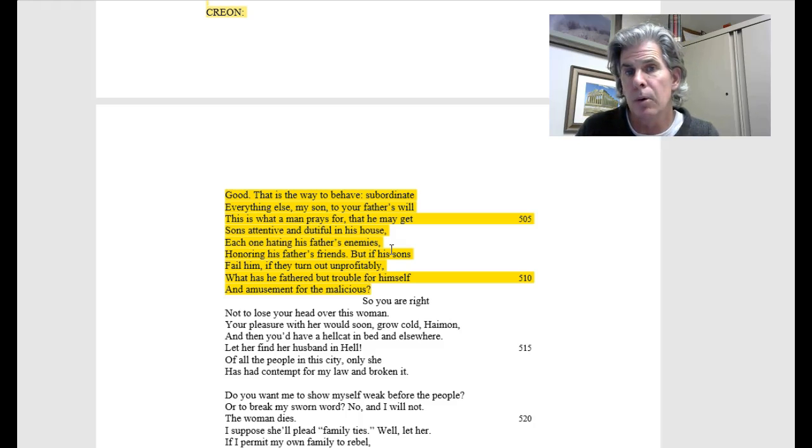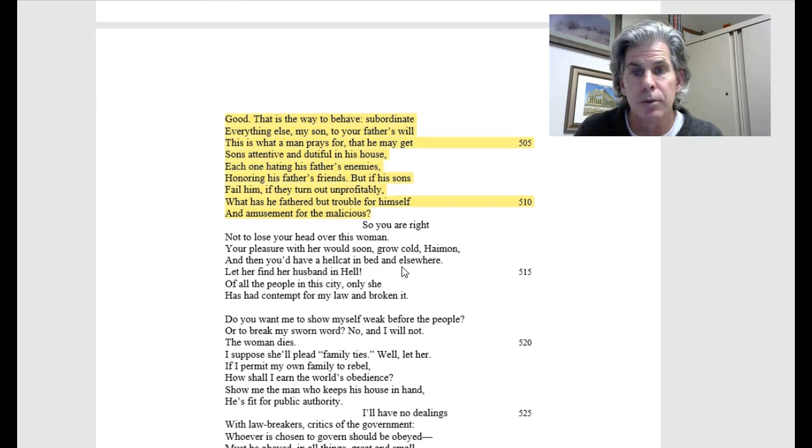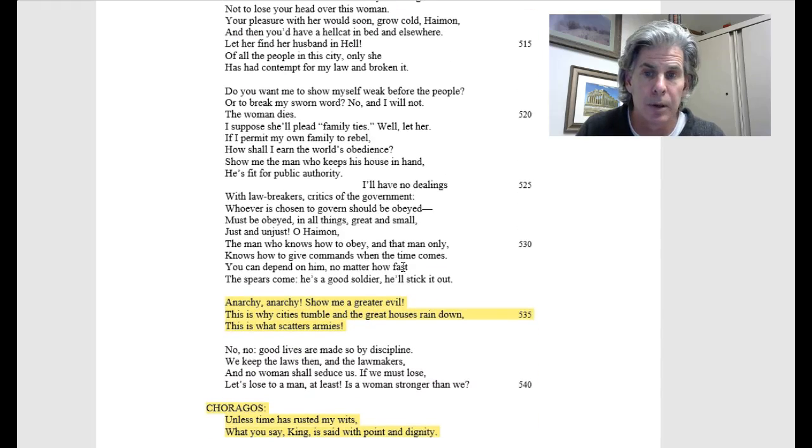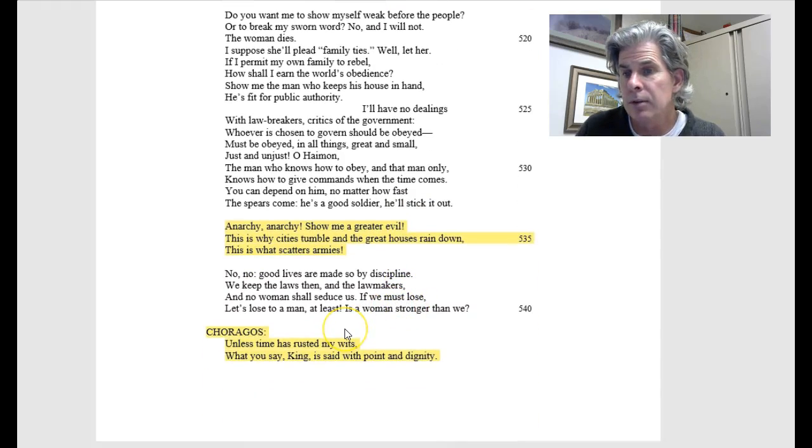But Haemon, you'll notice, has been trying to manipulate his father. And whether or not it's manipulation, I'm not sure, but he is trying to navigate his father's hamartia, his father's flaw, where he tries to dominate every situation. And then he says this: "Anarchy, anarchy, show me a greater evil. This is why cities tumble and great houses rain down. This is what scatters armies."